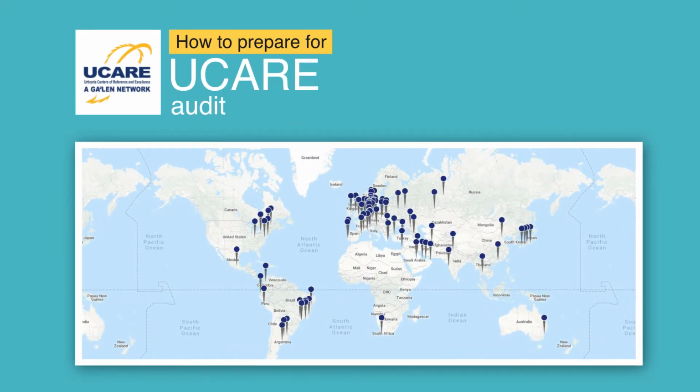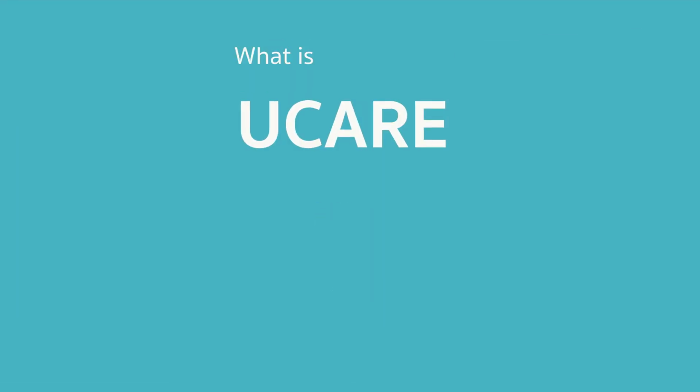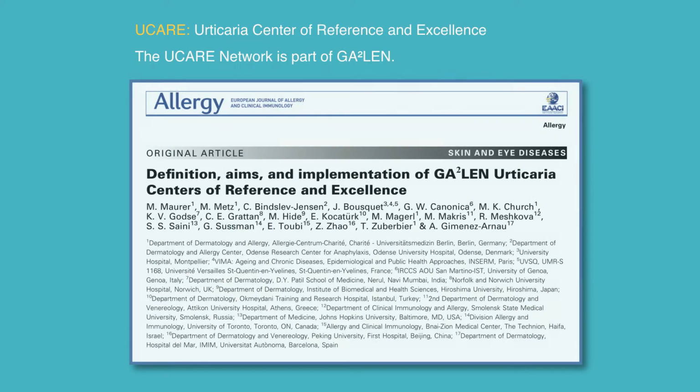This is the video presentation to guide how to prepare your centre for UCARE audit. What is the UCARE? UCARE is Urticaria Centre of Reference and Excellence. The UCARE network is part of GA²LEN.